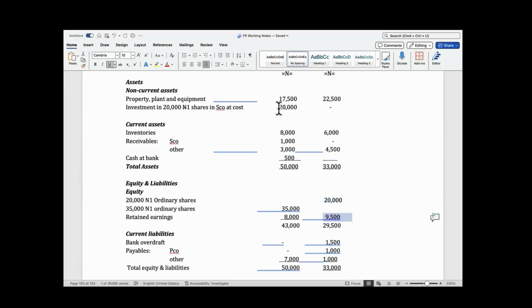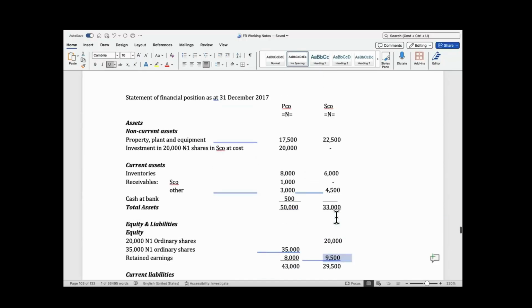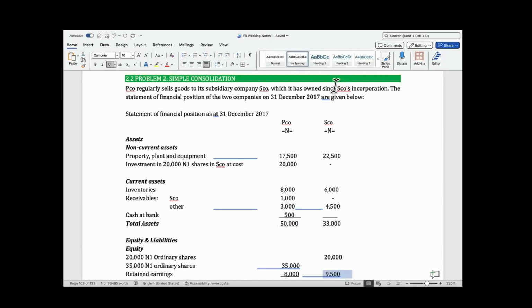But the 9.5, does this 20,000 investment cover this 9.5? It can cover it if this 9.5 was there at the date of acquisition. If this 9.5 was there at the date of acquisition, it covers it. But this 9.5 was not there at the date of acquisition. It's not there. How did I know? Because he bought ESCO since incorporation, which is what Fashion was trying to say. I said he bought ESCO since incorporation, since ESCO's beginning.